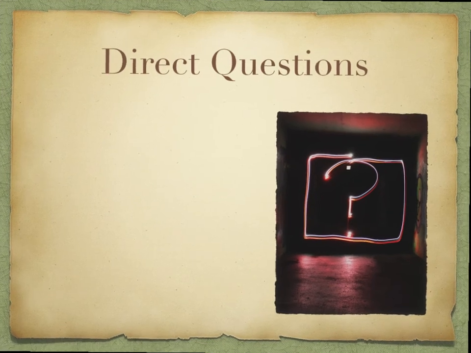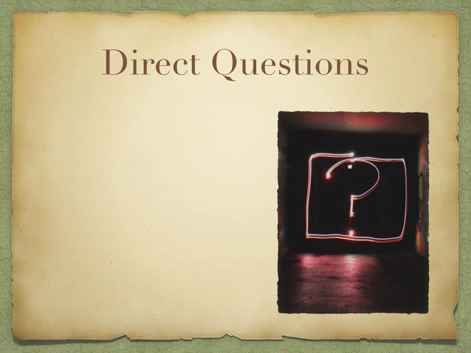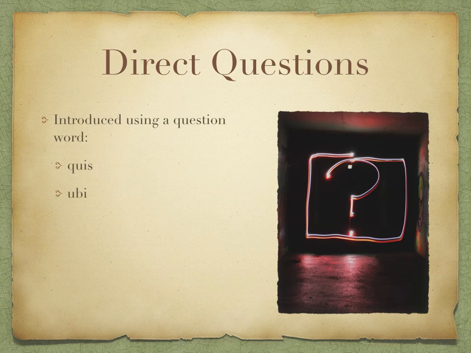So we've seen these pretty much since the beginning of our Latin studies, these direct questions, and they're introduced using a question word. So in English, we've got who, what, when, where, how, why, and so on. In Latin, they often start with a Q. So we've got quis for who, ubi for where or when, quid for what, cur for why, quomodo for how, and so on. So we'll see these in direct speech, so you'll usually see them with quotation marks and a question mark to emphasize the fact that they are questions.